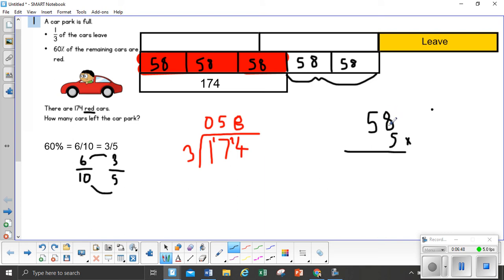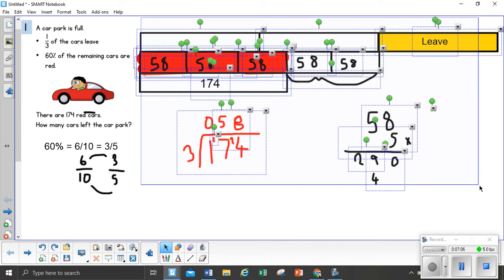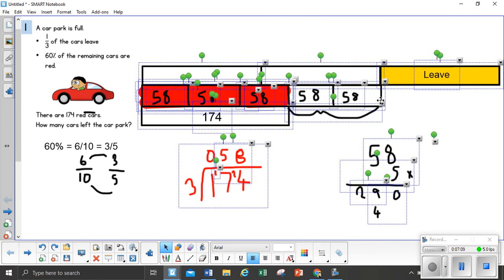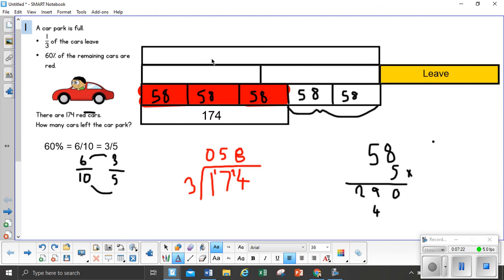Let me double check there. So 5 times 8 is 40. 5 times 5 is 25. Add the 4. So that's 290. So this section here is worth 290.